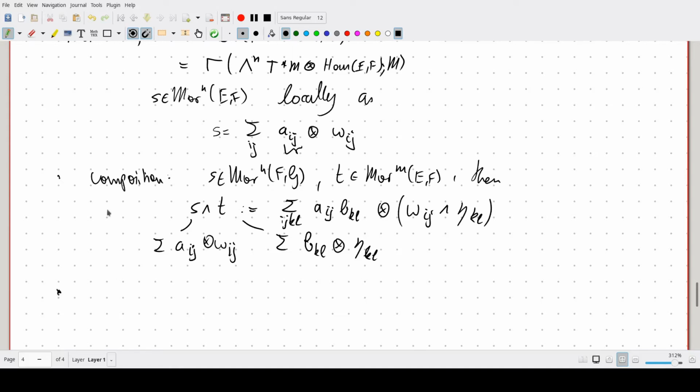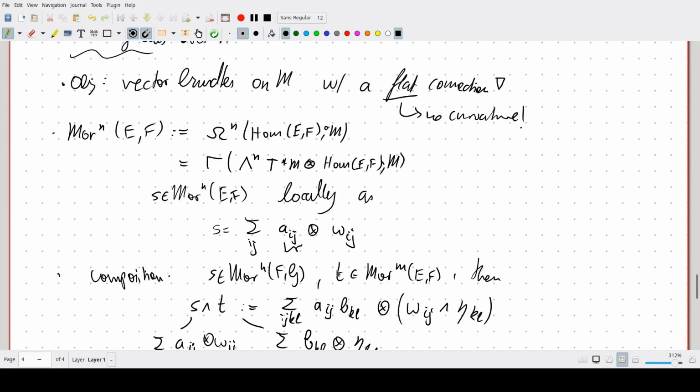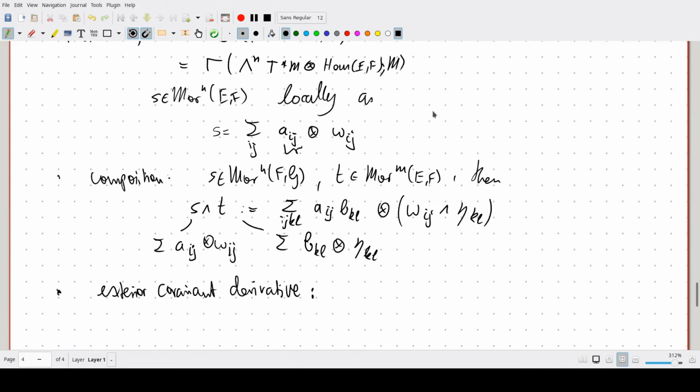And lastly, we have to specify our differential, and our differential is now going to be the exterior derivative, or the exterior covariant derivative, because recall on our vector bundles that are objects, we actually have a connection, and we haven't used that one yet. So we had better get cracking then.